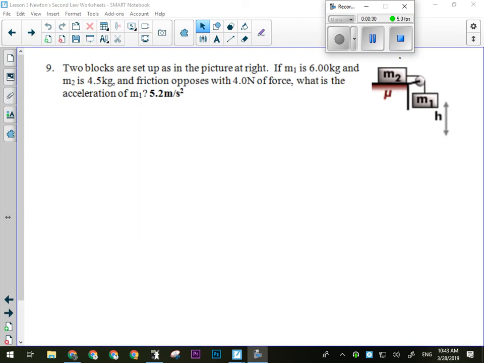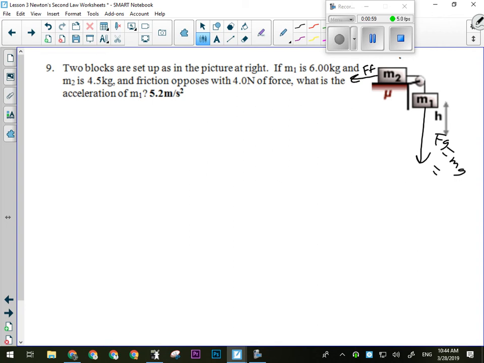All right, so with number 9 here, guys, we've got two blocks and they're set up like that. The forces involved here are the force of gravity acting on mass 1 and the force of friction acting on mass 2. There isn't anything else. It says the pulley is frictionless, so we don't have to worry about that. Actually it doesn't say that, but we have to assume it. Mass 1 is 6 kilograms, so to calculate the force of gravity we go m times g, and we get 58.86 newtons for the force of gravity there. They told us that the force of friction is 4.0 newtons.